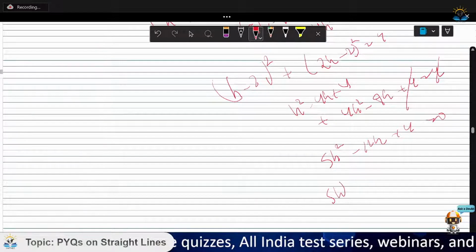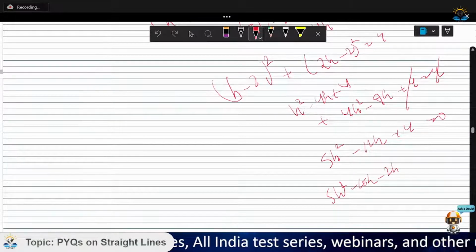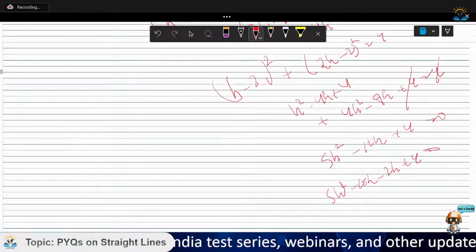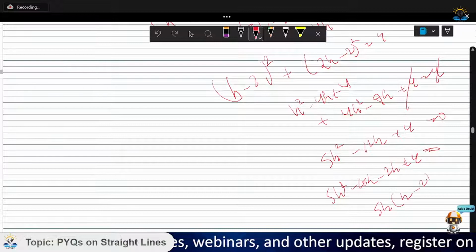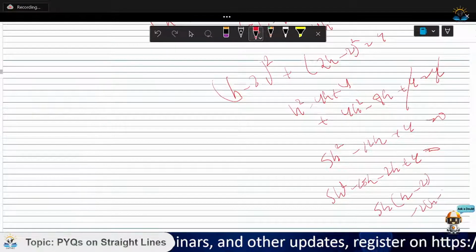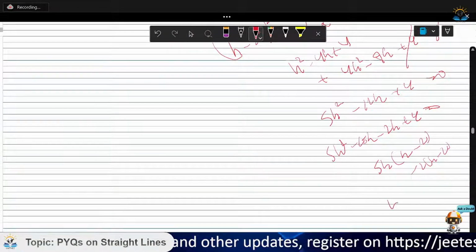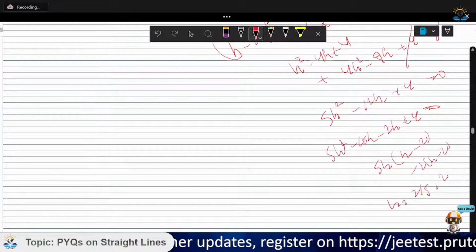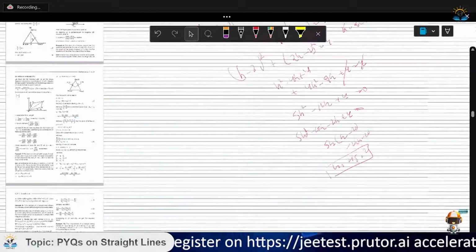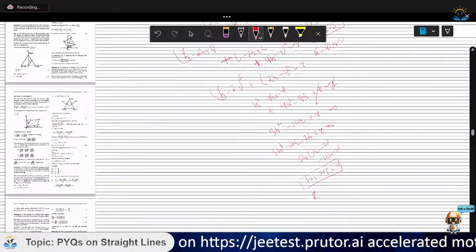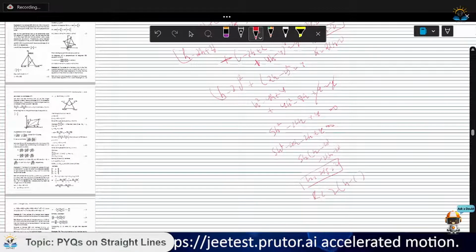I'm left with h square minus 10h minus 2h plus 4 is equal to 0. 5h in common, h minus 2 common. h minus 2. I'm left with h is equal to 2 by 5 or 2. Right. So what will be the value of k? What was our k? 2 times of h minus 1.